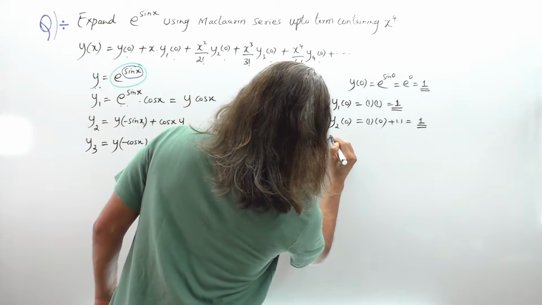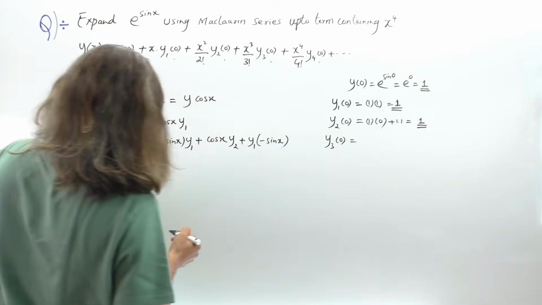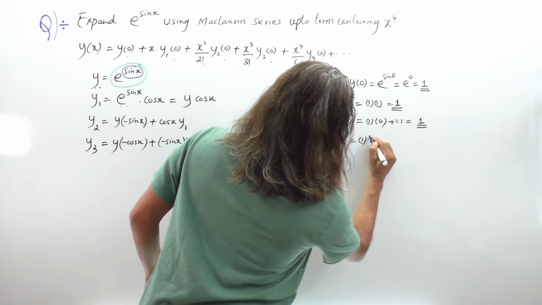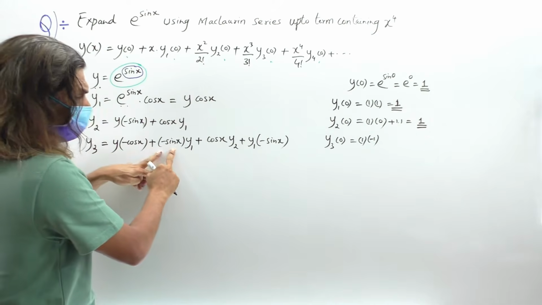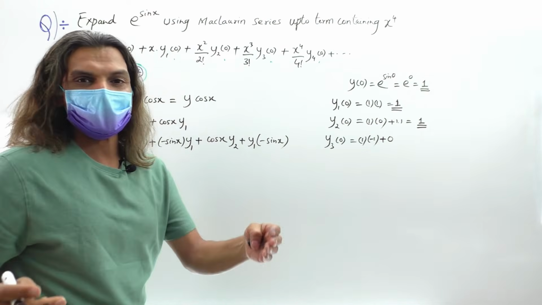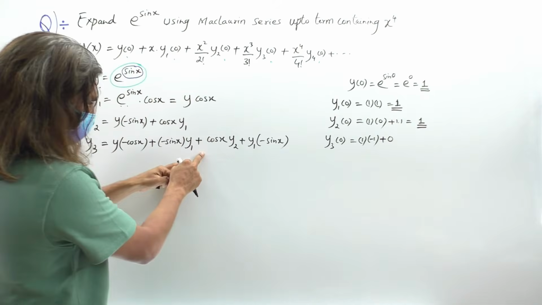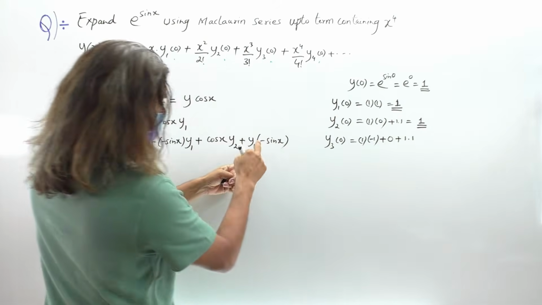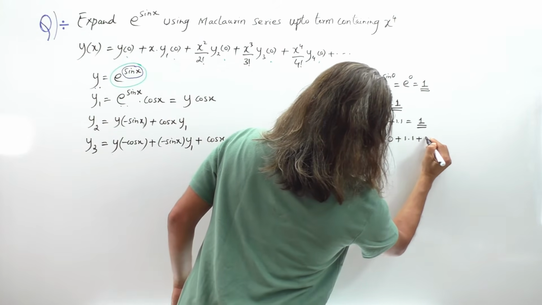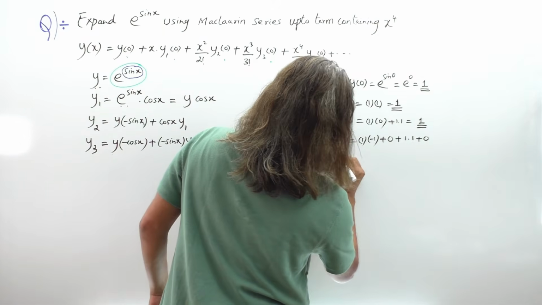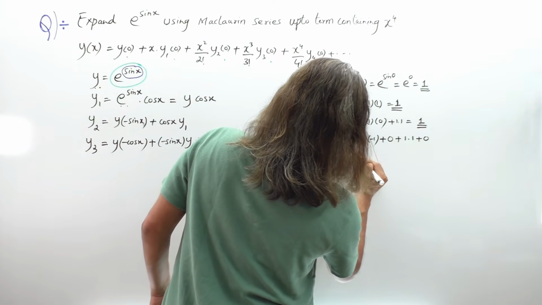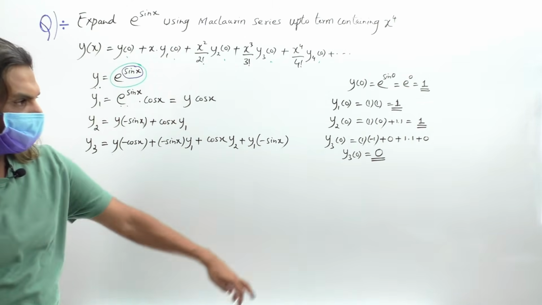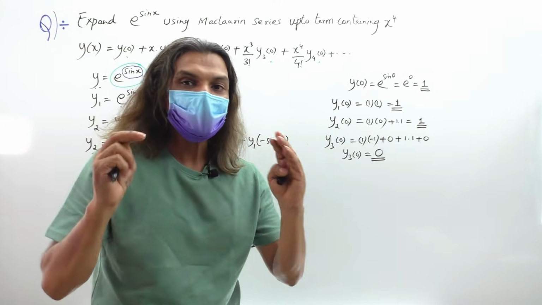Now y3 of 0 will be: y of 0 is 1, same 1 into cos of 0 is 1, so minus 1. The minus sign is there, sin 0 would be 0, and anything multiplied by 0 is 0. Plus again cos 0 is 1, and what is y2 of 0? It is again 1, again sin 0 is 0, so that is 0. So we have y3 of 0 equal to minus 1 plus 1, that is 0. Am I right? Minus 1 plus 1 is 0.